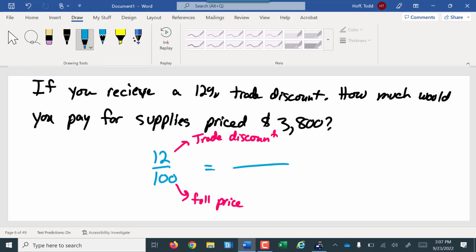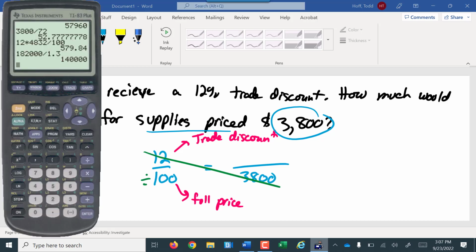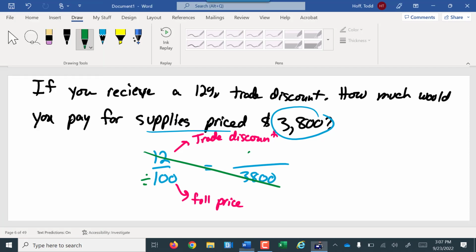So here, what we have is the $3,800. Does that represent the discount or the full price? Full price. So if we cross multiply and divide, we'll find the discount. So 12 times 3,800 divided by 100 is $456. That's the discount amount.